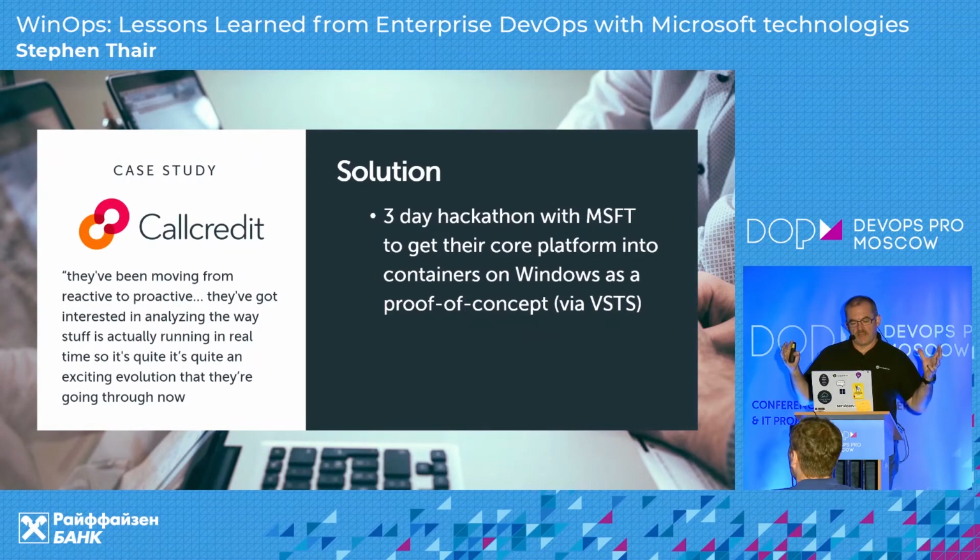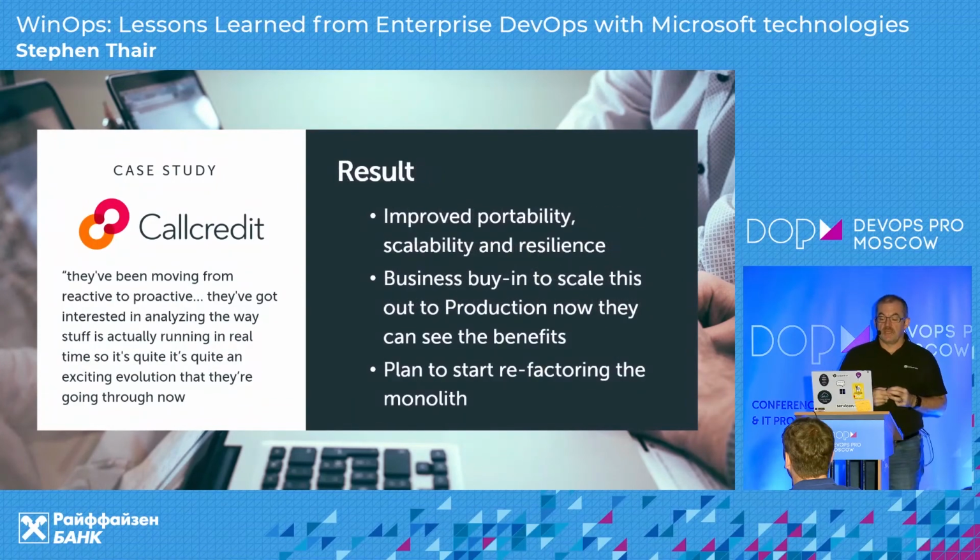And they did a hackathon to get their core platform into containers on Windows as a proof of concept, using what was then VSTS, now called Azure DevOps. So they built an entire tool chain, ending up with their application containerized and then deployed onto Windows servers, running as containers. And because they'd struggled to get investment from the business to do this improvement, they decided to do this as a proof of concept in a really tight 3-day period. And the end result was it worked.